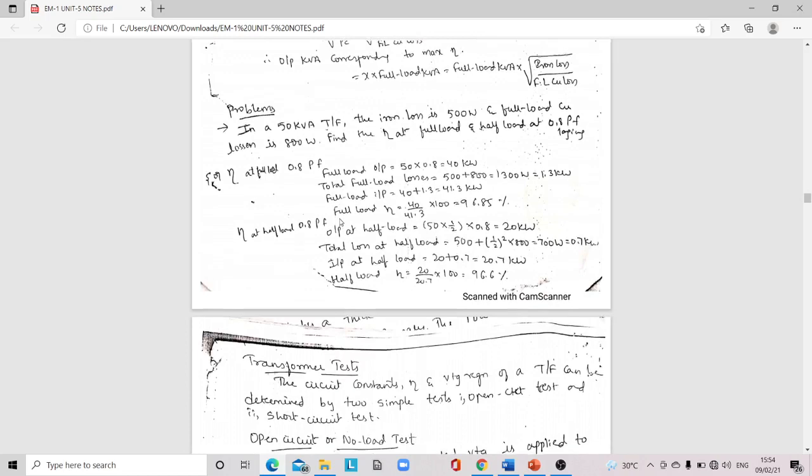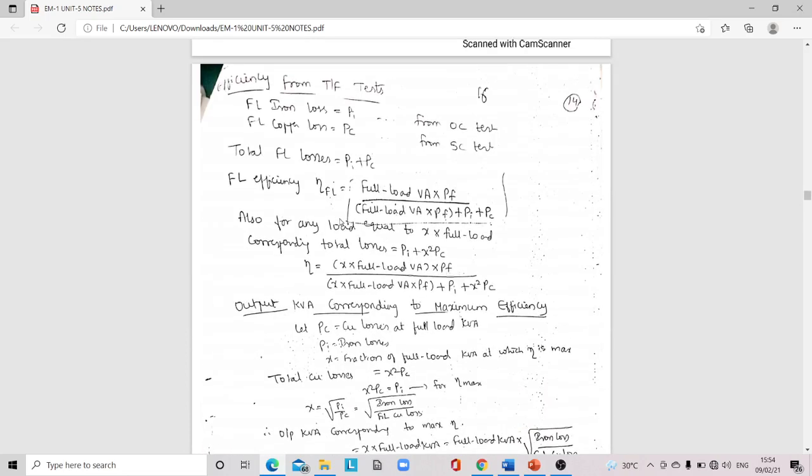Then we have seen OC and SC test. Efficiency calculated from OC test and SC test is full load volt ampere into power factor by full load volt ampere into power factor plus iron losses plus copper losses. This is full load efficiency.